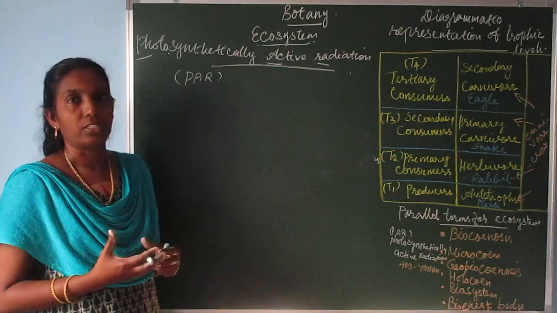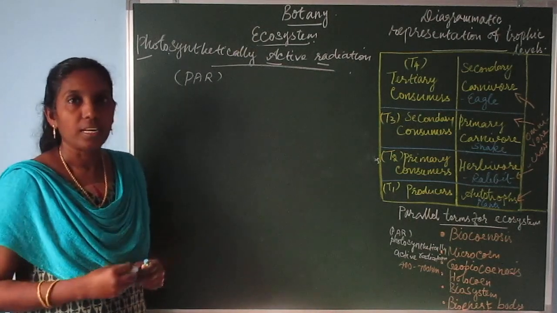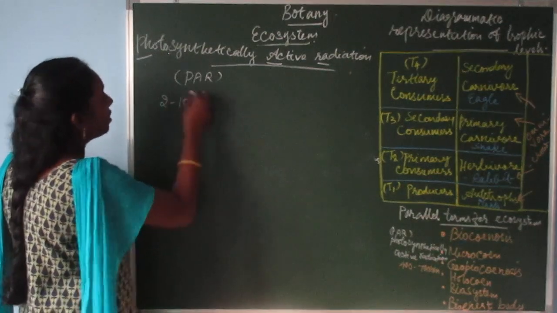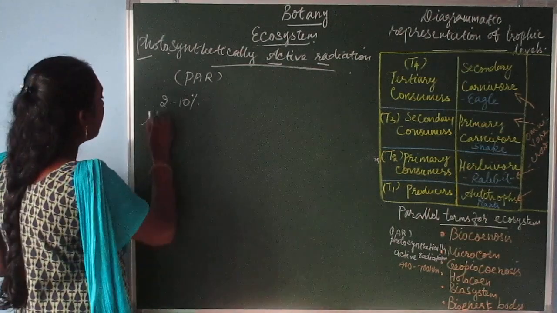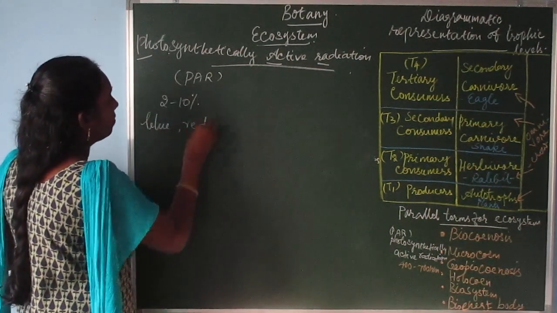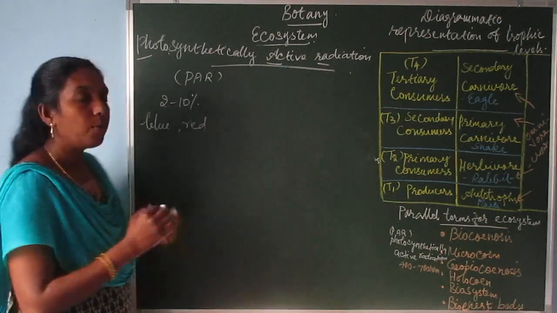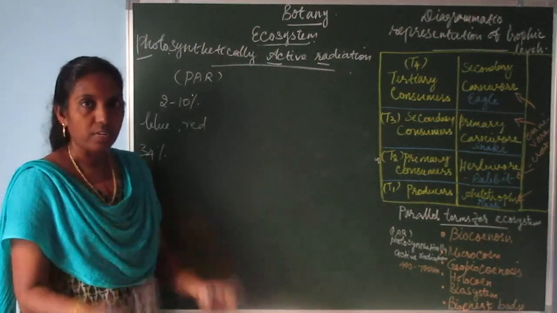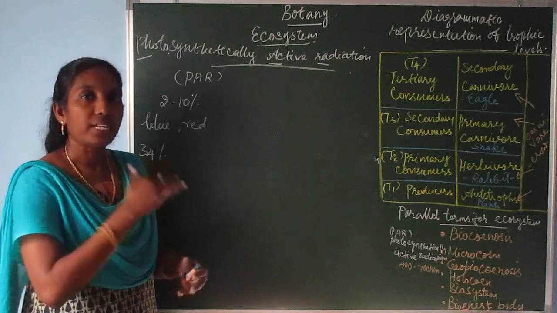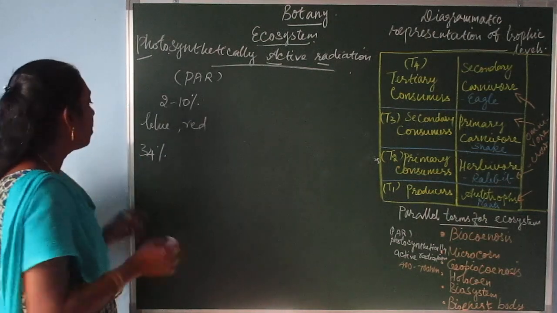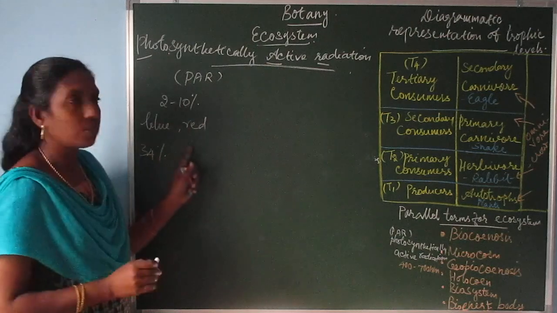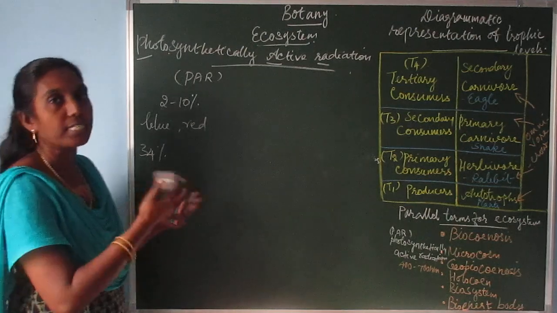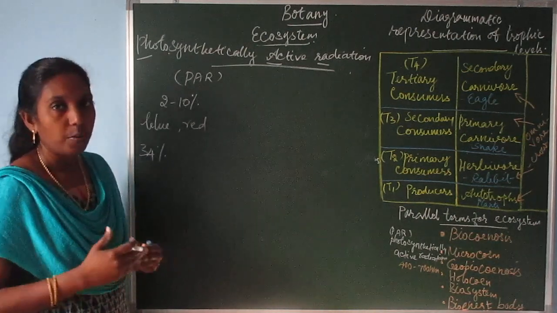So what is this? For the photosynthetic reaction, the plants take a certain percentage of light energy. It takes only 2 to 10% of light, which it absorbs mainly in the blue as well as the red spectrum. Of the light from the sun, 34% is reflected back by the atmosphere, and only 2 to 10% is utilized. Only 2 to 10% of energy the plants can utilize for the photosynthetic process.